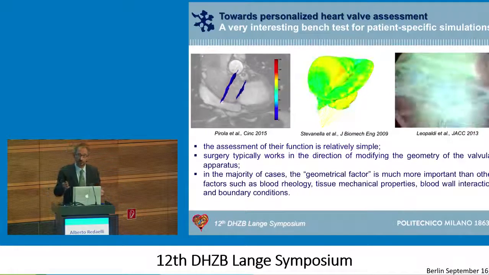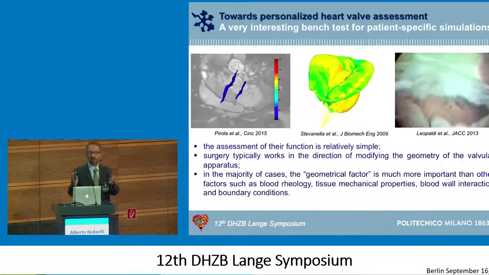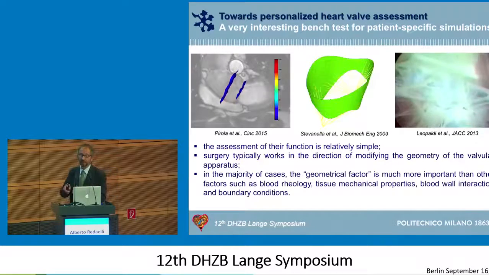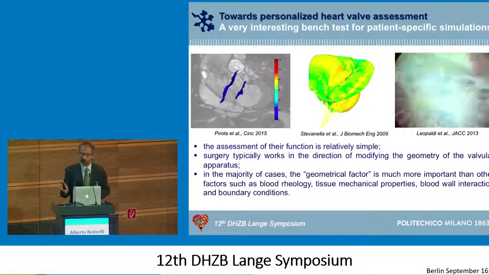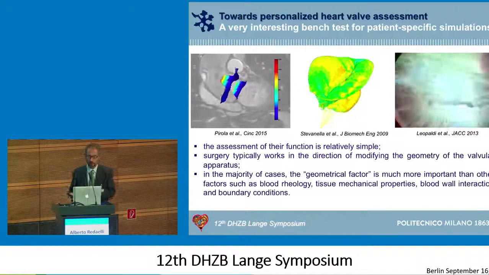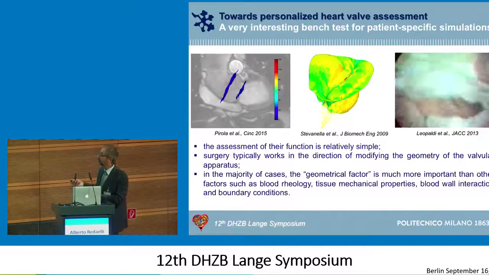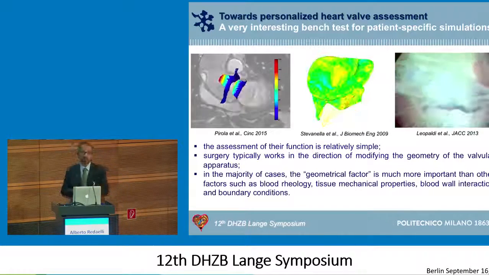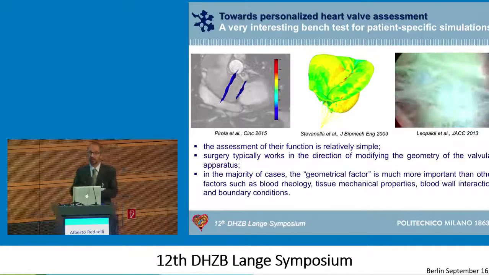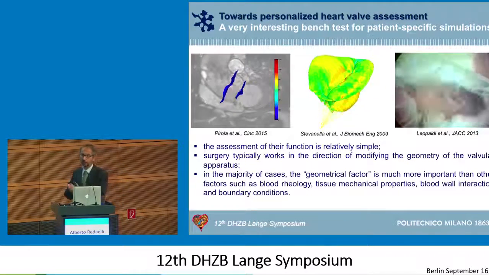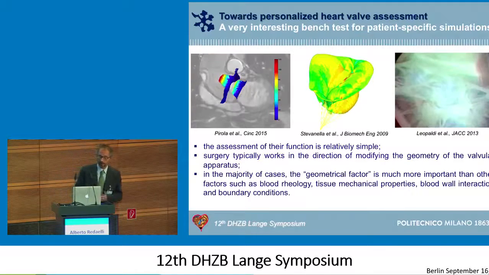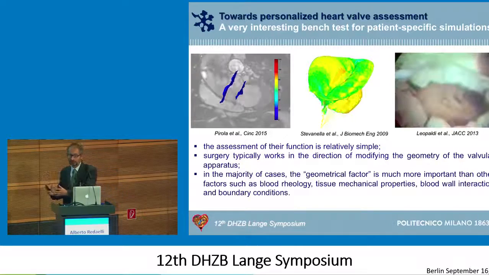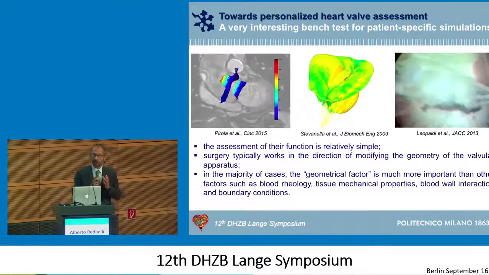The objective of the surgeon is to find that geometry that can restore the function of the valve. That is not necessarily the original one, but it must go in that direction. And in the majority of the cases concerning modeling, the geometrical factors are much more important than other factors like the tissue behavior or the blood constitutive behavior. So we need good imaging, and we can create reliable models.